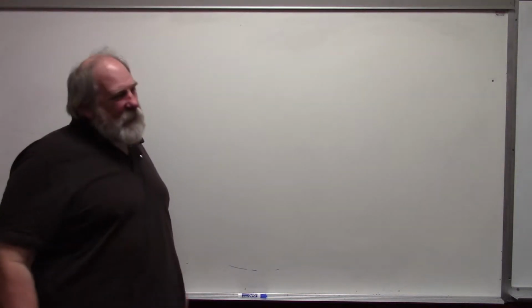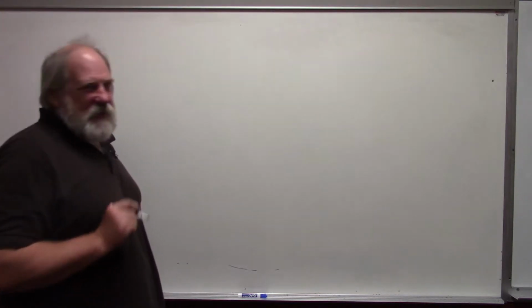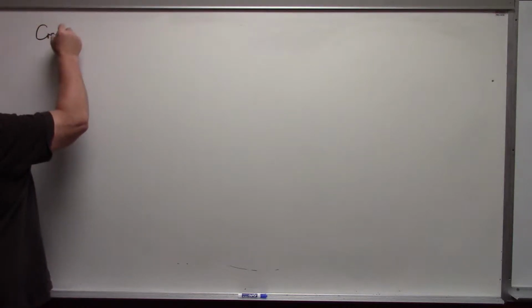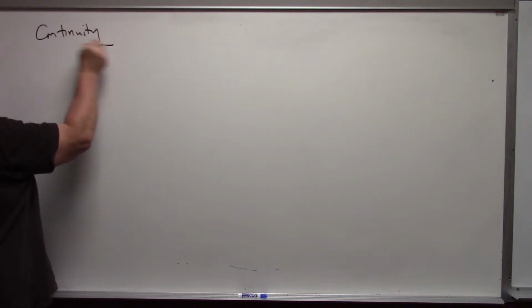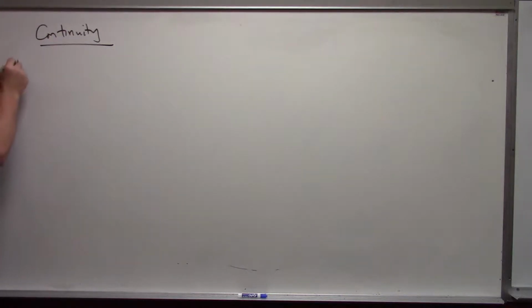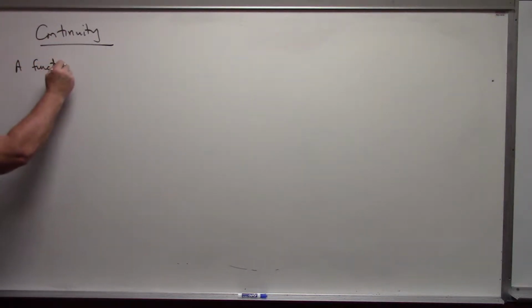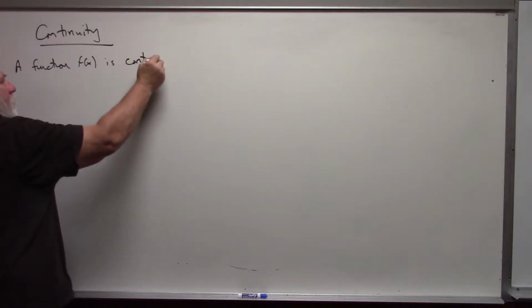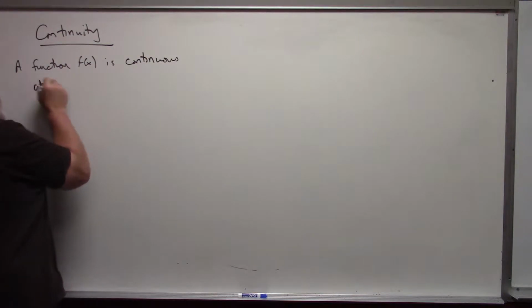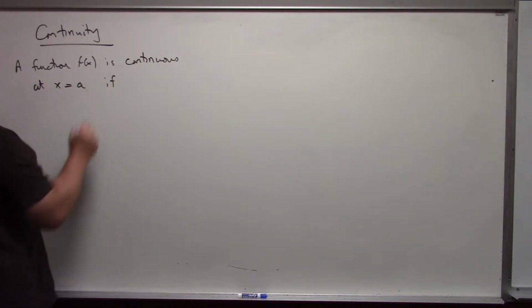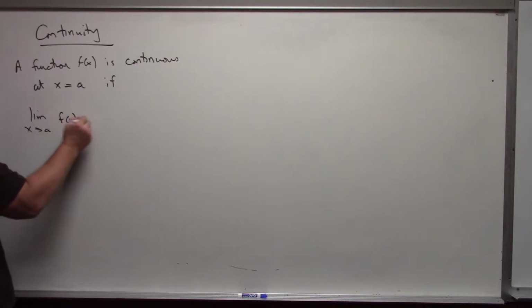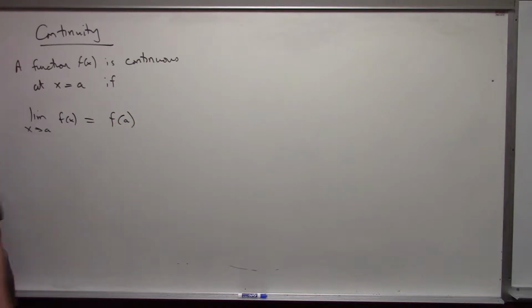Hi, today's video involves continuity. First, let's remind you of the definition of continuity. A function f of x is continuous at x equal a if the limit as x approaches a of f of x is equal to f of a. You can think of this in three parts.